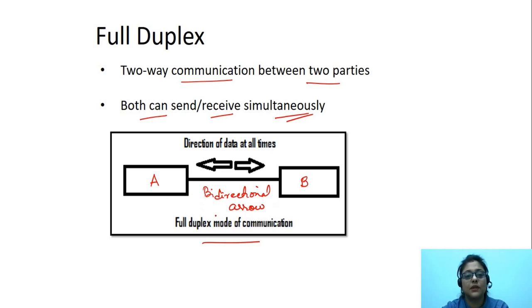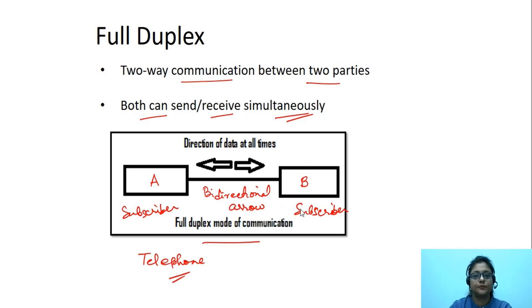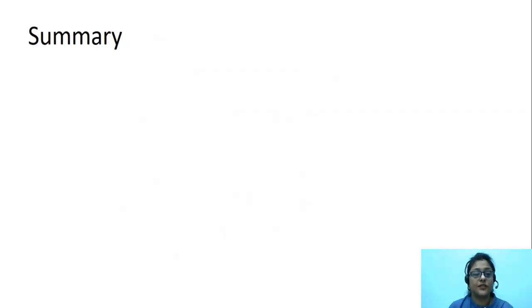One example of full duplex communication is the telephone. Here, both the subscribers, subscriber A and subscriber B, can connect with one another and can talk over the communication link at all times and simultaneously. Here I come to the end of this video.